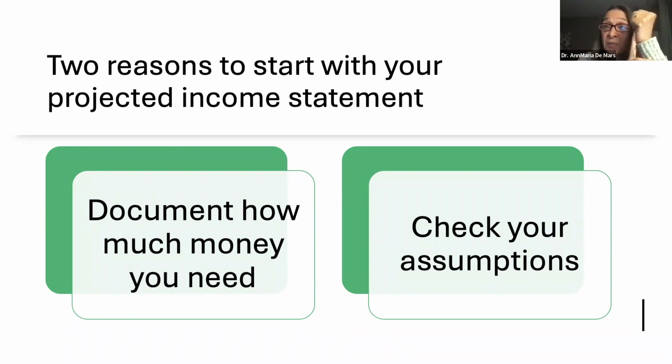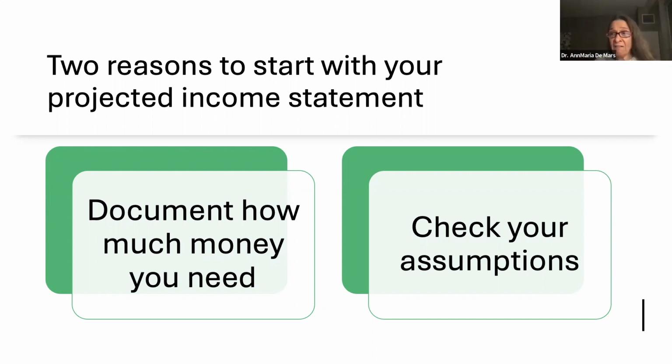You want to start with the projected income statement for two reasons. One is to show how much money you need to get started, but also to check your assumptions. And I like to do it for 12 months like this, because people ask for 3 and 5 year business statements. But the truth is, and I think any investor ought to know this, after the fourth year you're just guessing, right? This is a brand new business. We've never done it. How much money is it going to make in 5 years? I don't know.